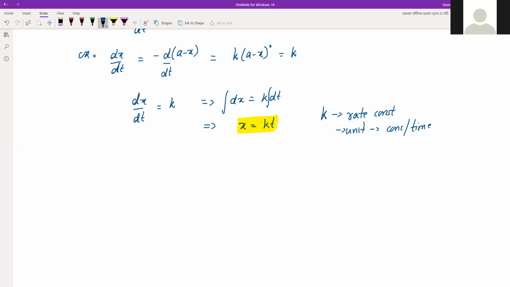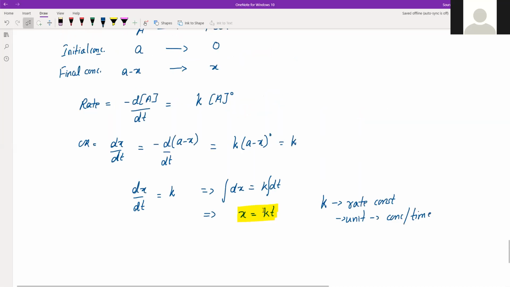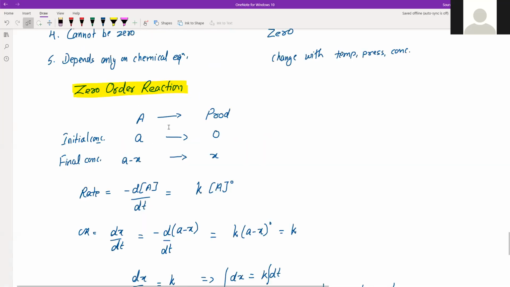So the rate constant is equal to the rate of reaction at all concentrations. Because it is a zero order reaction, from the name itself we can say that it is zero order. That means in the rate law, the sum of the powers or the exponents will be equal to zero. That means it will be independent of the concentration of the reactants. That means the rate will be constant, and that rate will be equal to the rate constant, right? So that is the zero order reaction.